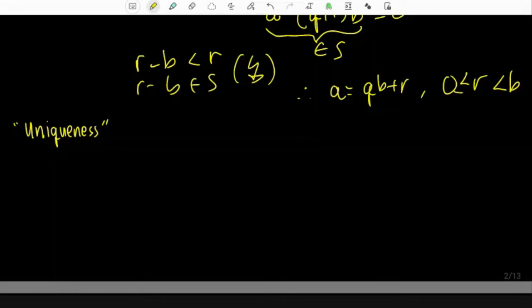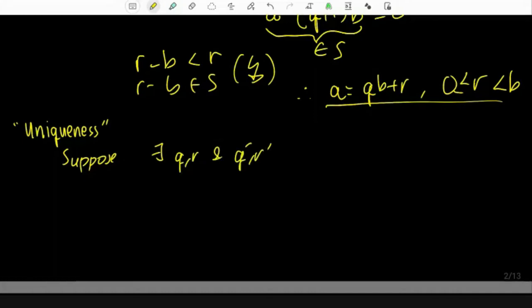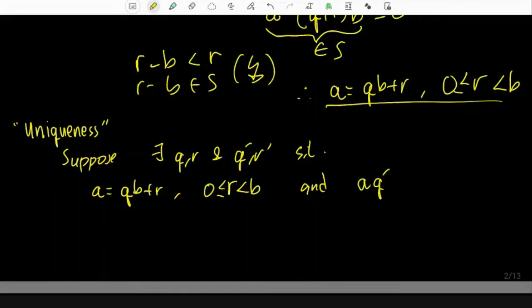Okay, so suppose we have two pairs of integers Q and R satisfying the same property. Suppose we have QR and Q prime R prime. So two pairs of QR. Such that A can be written as QB plus R, where R satisfies the condition that it's between 0 and B, and Q prime R prime also satisfies the condition that A is equal to Q prime B plus R prime, where R prime this time also satisfies the condition of being between 0 and B. So, two sets of QR satisfying the same condition.